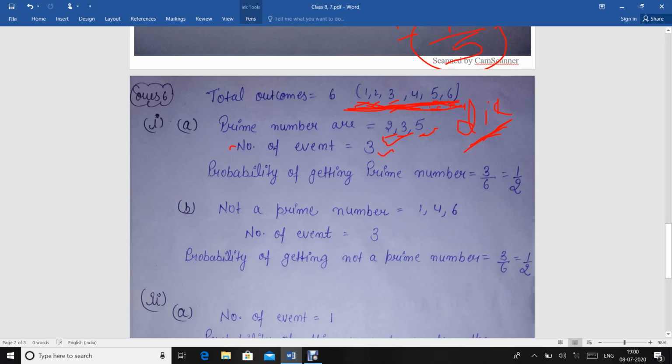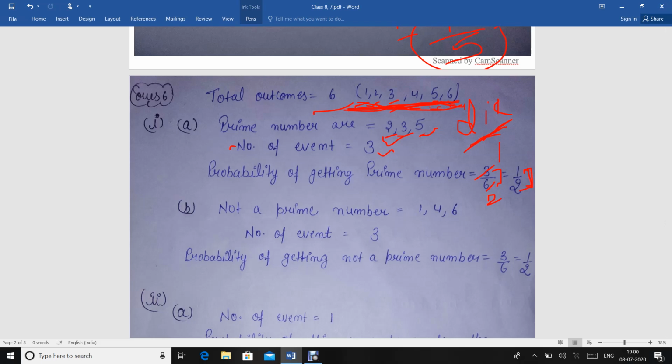Number of events is 3, total outcomes is 6, so the answer is 3 upon 6, that is equal to 1 upon 2, because you know that 3 ones are 3, 3 twos are 6. So the answer is 1 upon 2. The next part is asking for the probability of getting not a prime number.